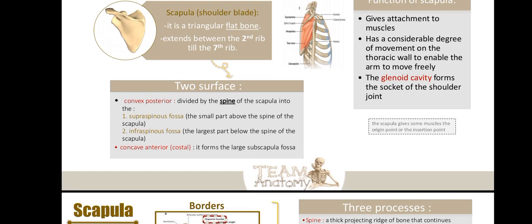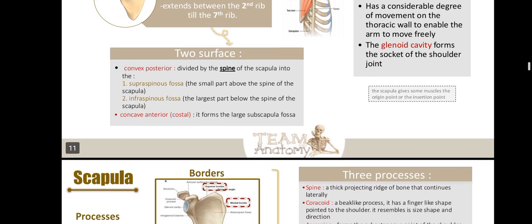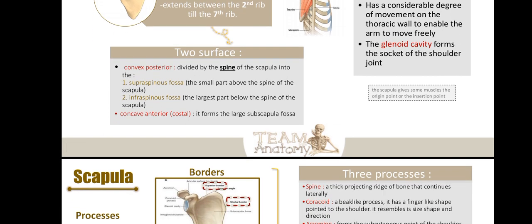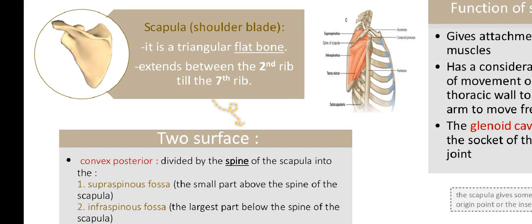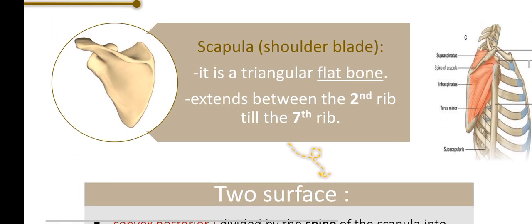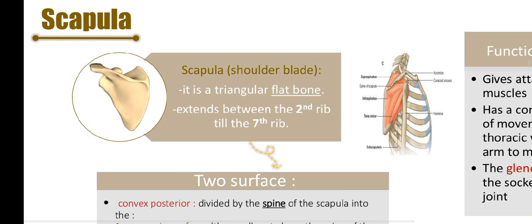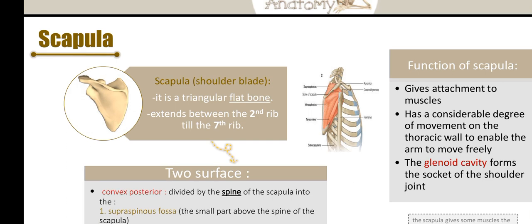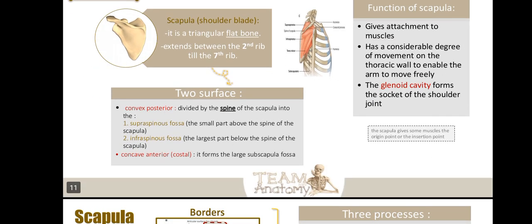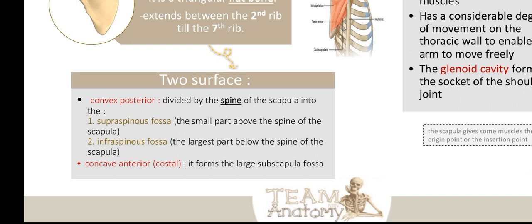Touching your back, you could feel that the surface of the scapula is posteriorly convex. This is what you see on your back, and it is divided by what? That line you see dividing the upper part and lower part is the scapular spine. The scapular spine divides the infraspinous fossa and the supraspinous fossa. Now you could see they talk about them here.